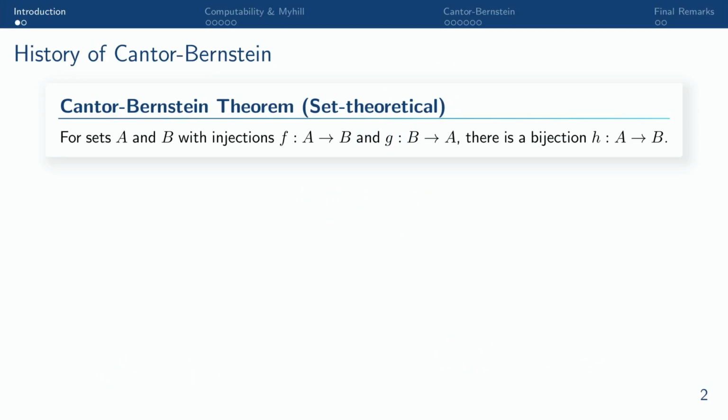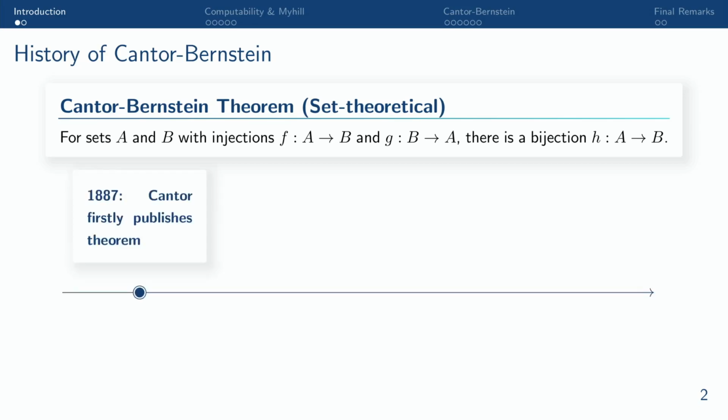And to get everyone again on the same page, let's quickly recap what the Cantor-Bernstein theorem says. It talks about two sets, A and B, that have injections between each other. So an injection f from set A to B and from B to A. And then it says that then there's already a bijection. And also the history of the theorem is, I would say, quite interesting.